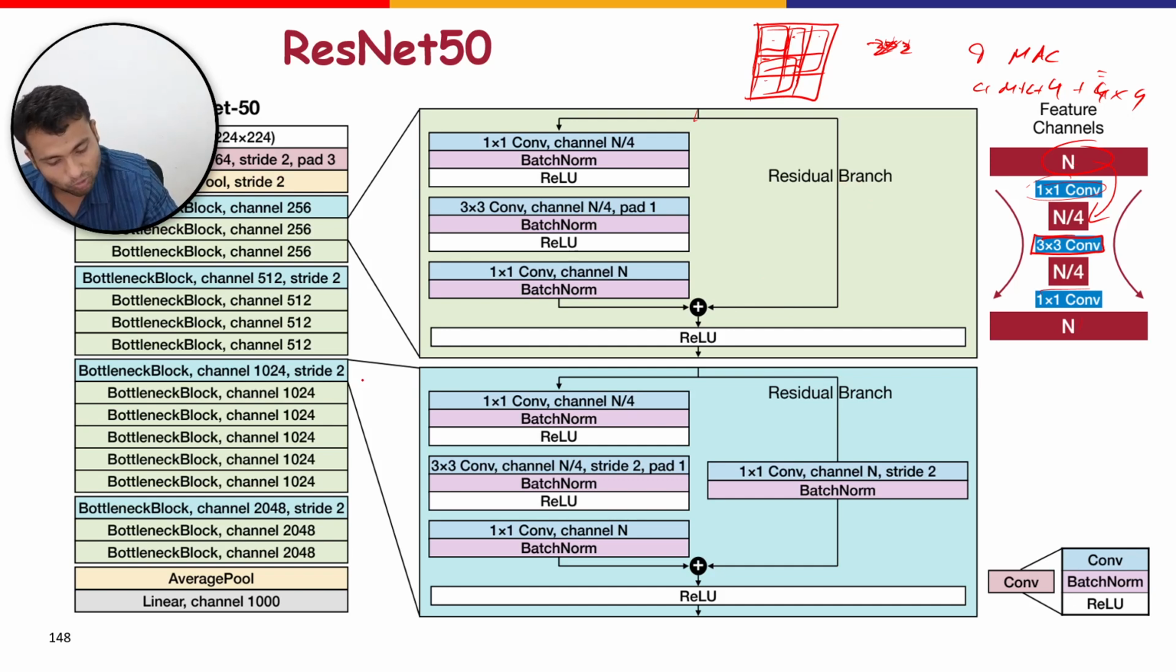In this blue block, which is known as the bottleneck block, we give it a stride as well. So besides the channel n by 4 which it is forming, and doing batch normalization and ReLU, we do a stride of 2 and a padding of 1.